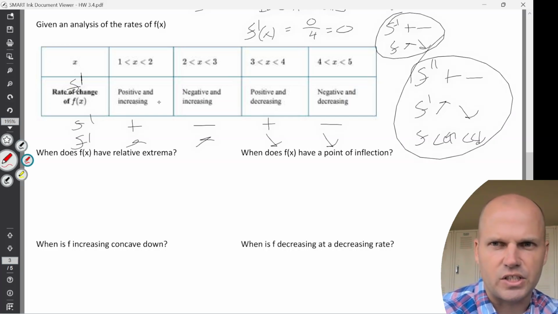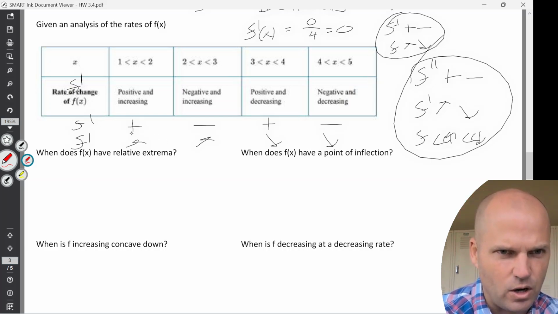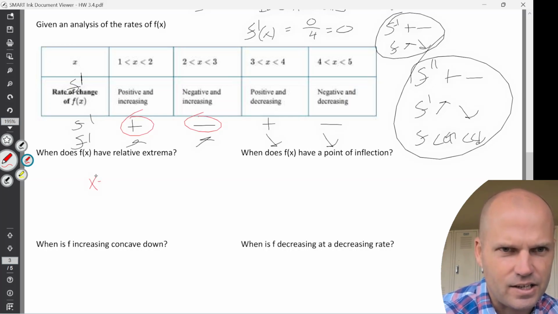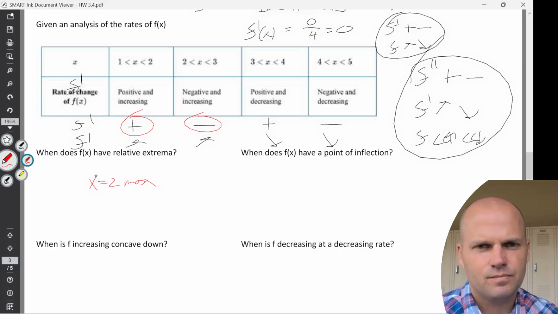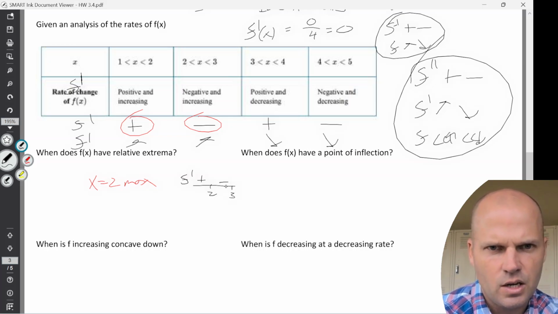So when does F have a relative extrema? That's when F goes up and down or vice versa. So F will go up and down. Here we'll have an x equals 2 max because f prime is positive from 1 to 2, then negative from 2 to 3, and then positive from 3 to 4, and then negative from 4 to 5.